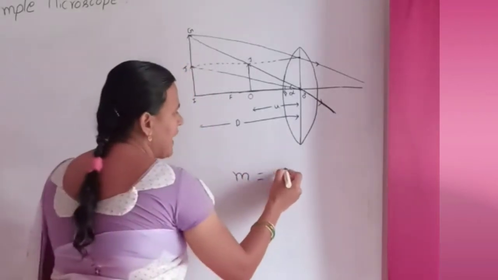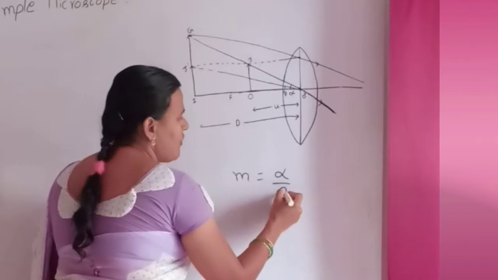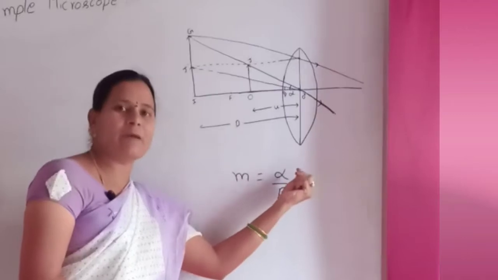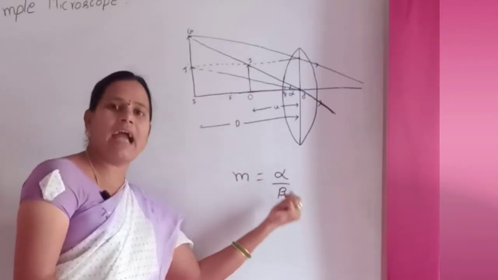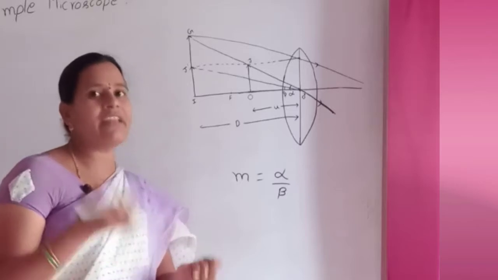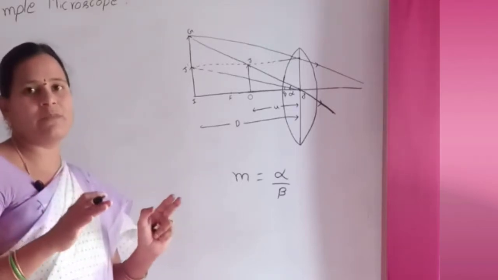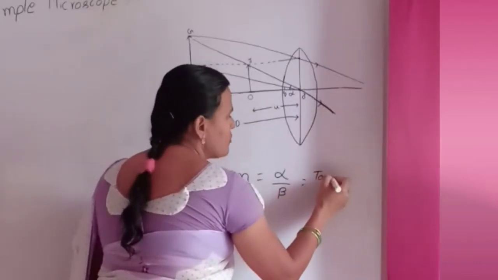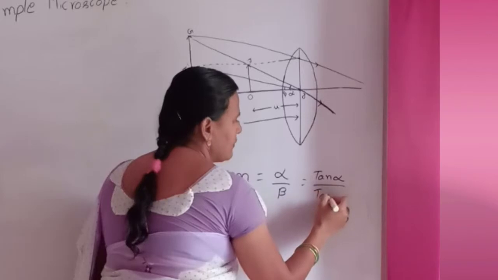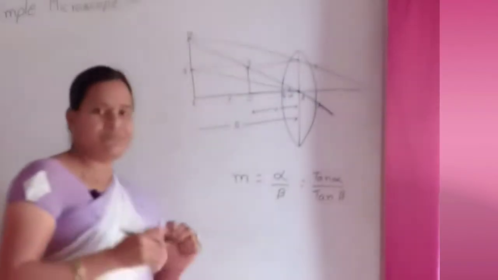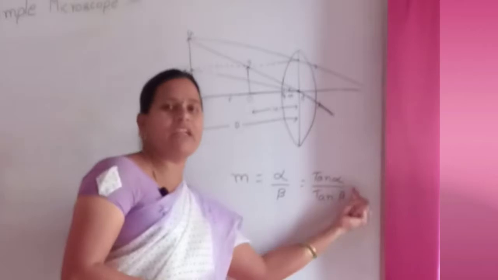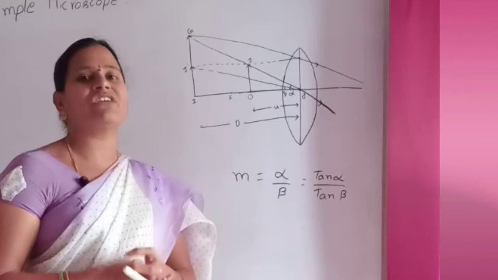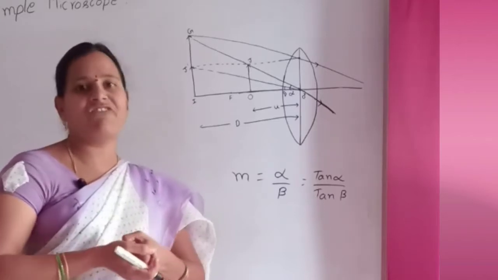So the equation will be written: m is equal to alpha by beta. Here alpha is the angle subtended by the image, and beta is the angle subtended by the object at our eye, where the person is observing. Here I am taking the tan on both sides, tan alpha by tan beta. By substituting these two values, tan alpha and tan beta, in the equation we will get the equation for the magnifying power of the simple microscope.